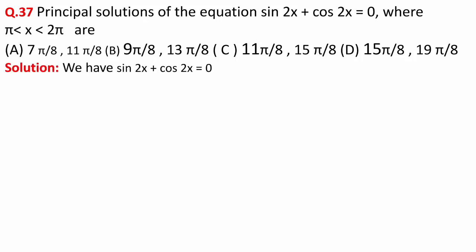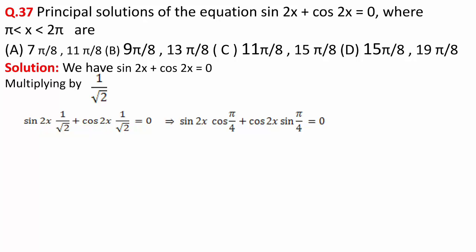Solution. We have sin 2x plus cos 2x equal to 0. Multiplying by 1 by root 2, we get sin 2x into 1 by root 2 plus cos 2x into 1 by root 2 equal to 0. That is nothing but sin 2x into cos pi by 4, because cos pi by 4 is equal to 1 by root 2, plus cos 2x into sin pi by 4.